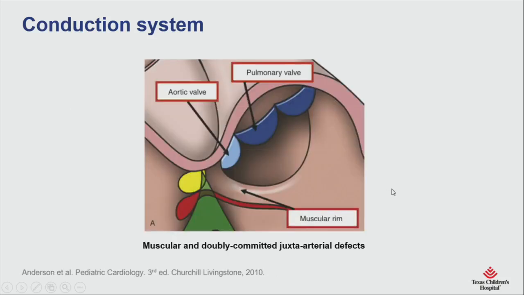When we have, for example here, a doubly committed defect, the AV conduction system is going to be normal, and as I mentioned, there's a rim of muscle that's going to separate that conduction system from the defect itself.